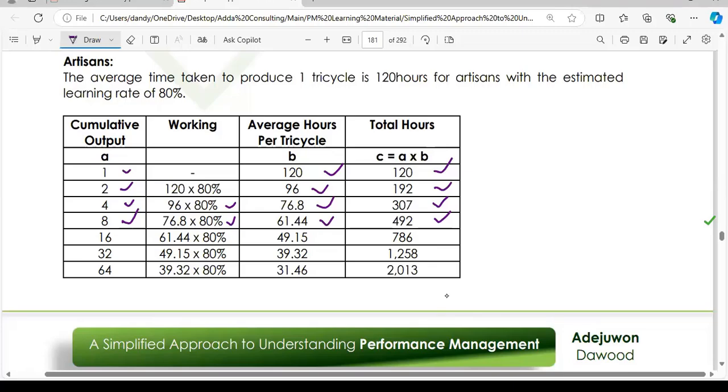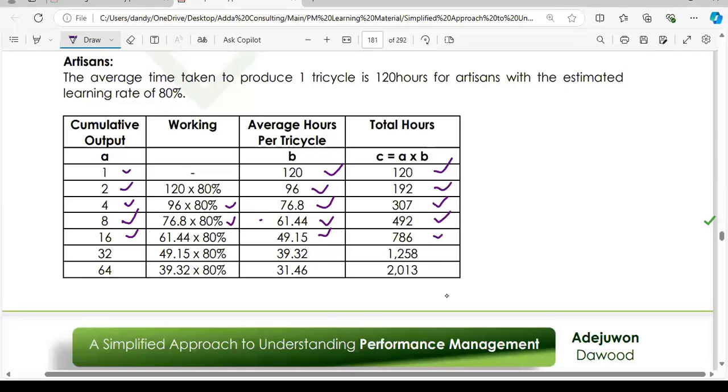Then the next one, I want to double 8 to 16. To do this, the learning experience has dropped by 20%. So I need to apply 80% on the 61.44. Multiplied by 80%, that's 49.15. Multiplied by 16, that's 786. I've not reached the destination. The examiner is asking us for 64 tricycles. That's the required output. So I can double 16 to 32.